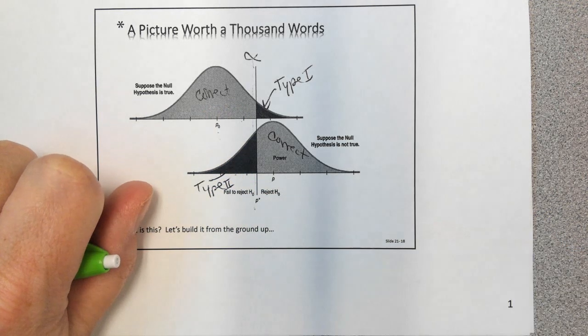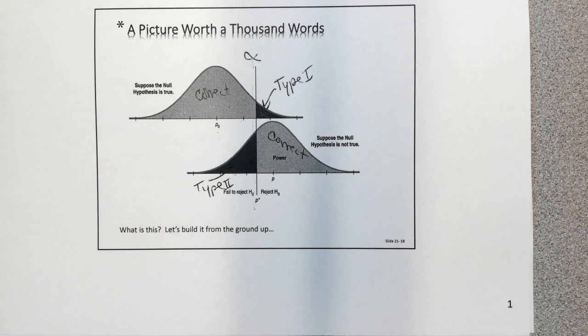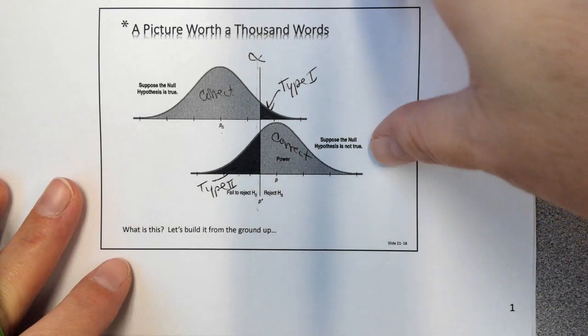I find this to be one of the hardest pictures in the whole book to understand. Anybody else think it's a little bit tricky? Okay, I had trouble with this one, or at least I had great trouble with it at the beginning. So how about we build it from the ground up and see if it makes more sense? We'll try anyway.